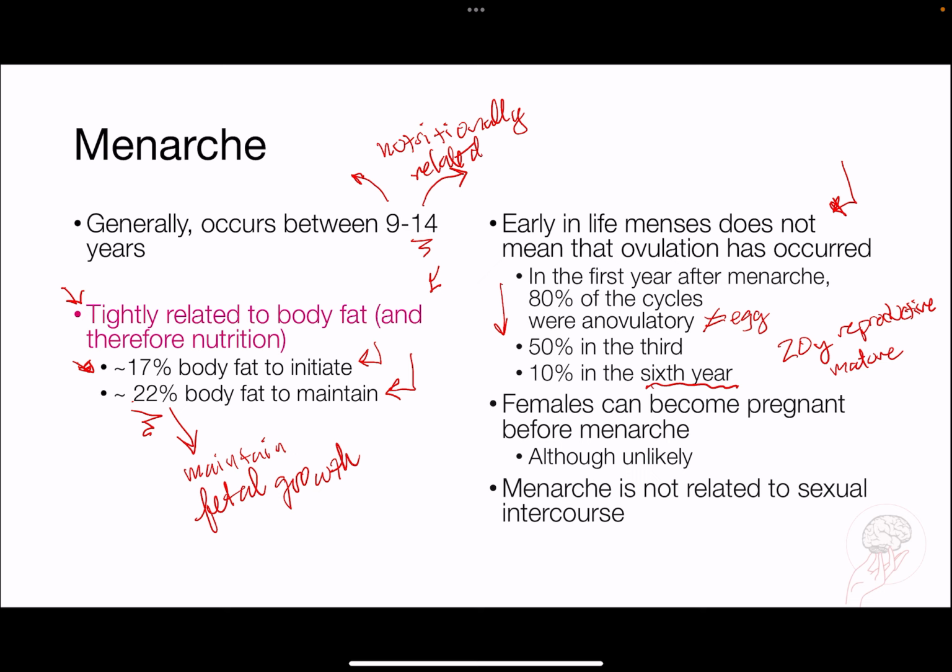Although that isn't to say that females can't become pregnant before this 6-year mark. Females can become pregnant even before menarche, although this is highly unlikely. And menarche is not related to sexual intercourse. This is a really unfortunate old wives' tale that by having sexual intercourse, it starts menarche, or that menarche is a sign that a girl has had sex. They're completely unrelated.